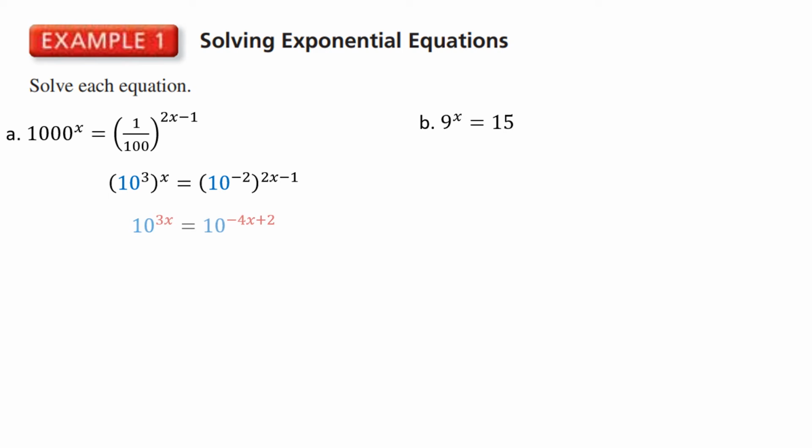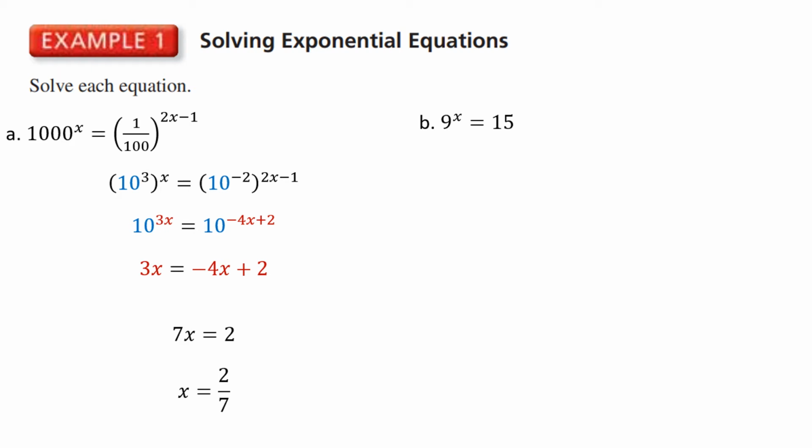Our power property says that we can multiply those exponents, and now the left and the right hand sides of the equations are equal, the bases are equal, so doesn't that mean that the exponents have to be equal? Add 4x to the left, divide by 7, and we get our value of x. On the right hand side, it's not quite so easy. How can we convert 9 and 15 to have some common base?